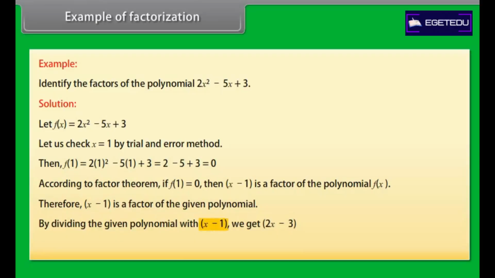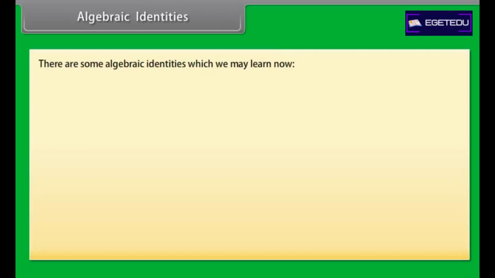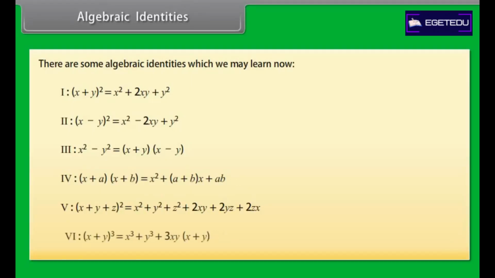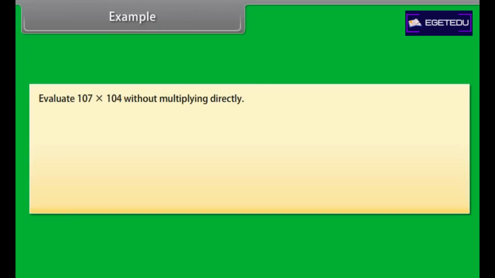Example of factorization. Example. Identify the factors of the polynomial 2x square minus 5x plus 3. Solution. Let f(x) is equal to 2x square minus 5x plus 3. Let us check x is equal to 1 by trial and error method. Then f(1) is equal to 2 into 1 square minus 5 into 1 plus 3, which is equal to 2 minus 5 plus 3, which equals 0.